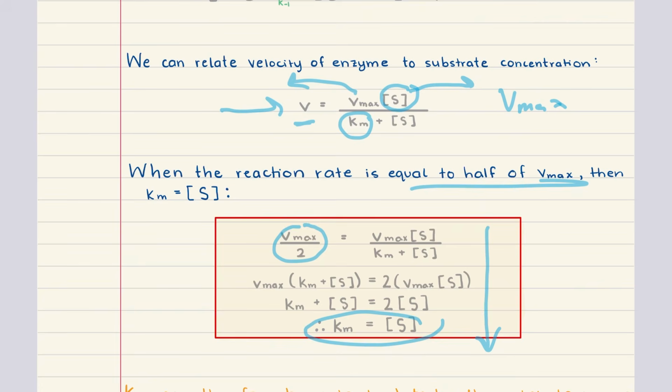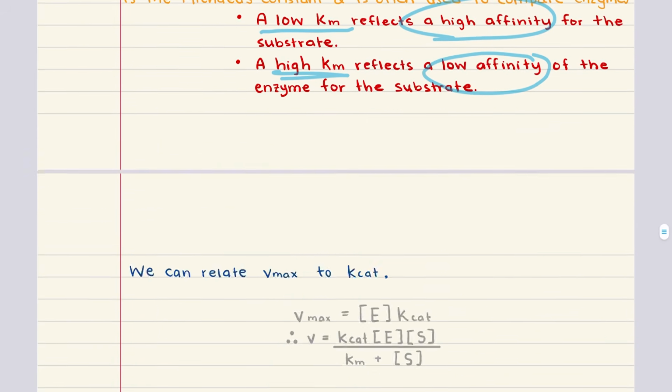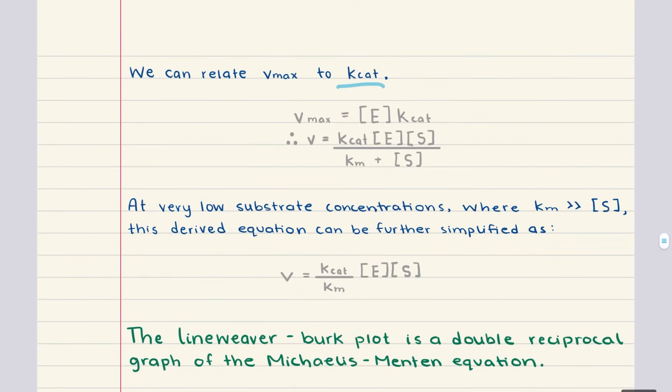Now, what does Km tell us about the enzyme? It reflects the affinity of the enzyme for its substrate. So a low Km means the enzyme reaches half max velocity at a low substrate concentration, and that implies high affinity. A high Km means it takes a lot of substrate to get the enzyme working at half speed, which means lower affinity. Another important parameter is Kcat.